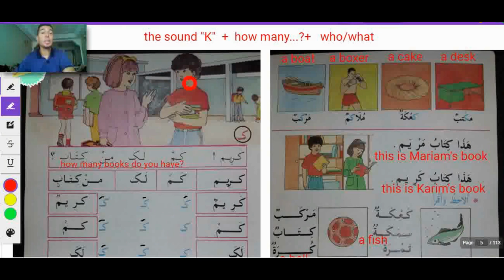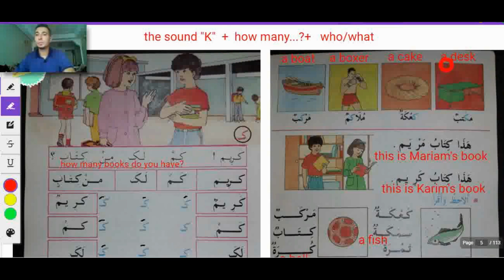So here in this episode we will deal with the sound k in Arabic. How do we say how many, and how do we differentiate between the WH questions who and what? So welcome again to this series of Arabic lessons.